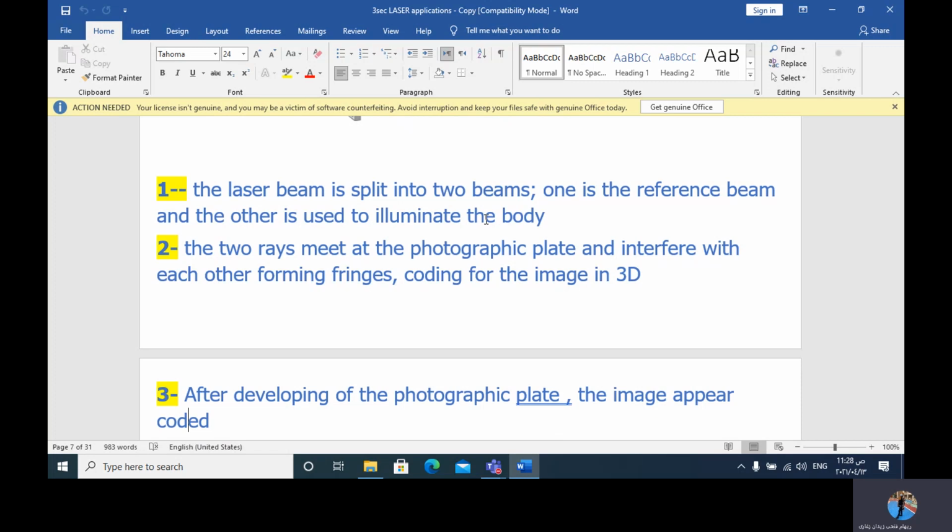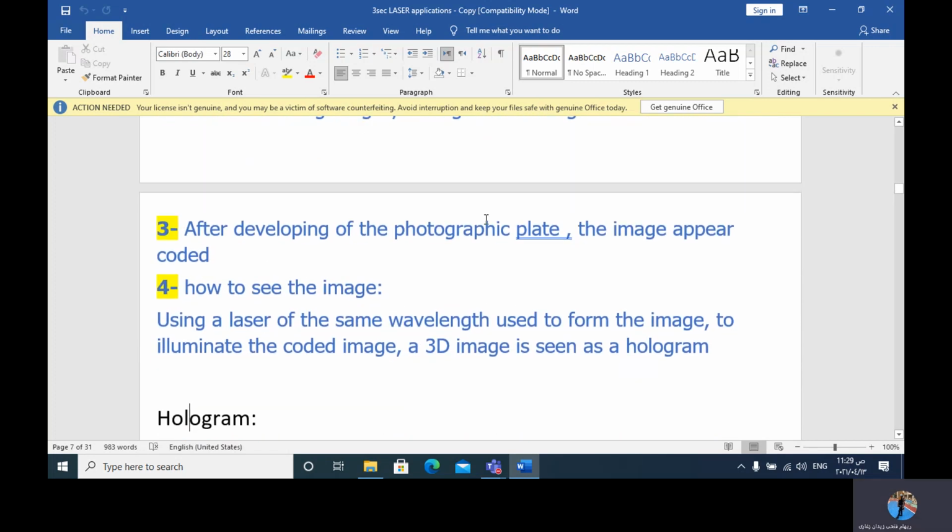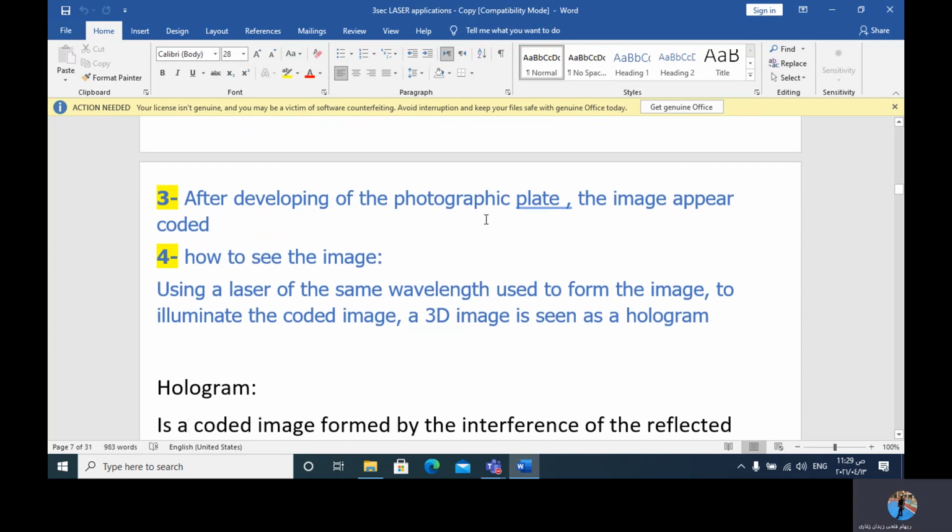Now, I have the photographic plate. After I develop the photographic plate, the image appears coded. So the image cannot be seen by itself now; it's not ready to be seen. But in order for me to see the image after it is coded on the photographic plate, I need to illuminate it using a laser of the same wavelength.